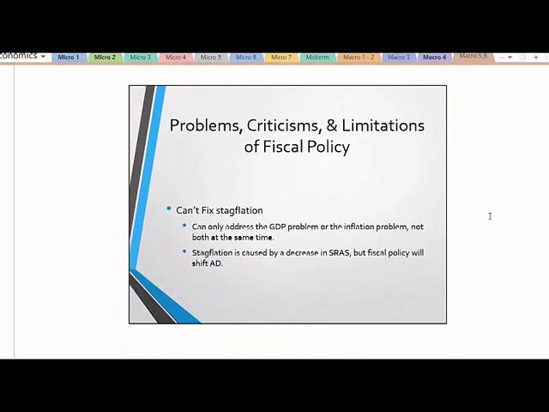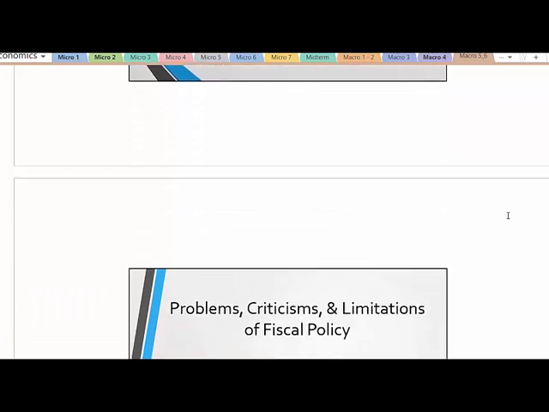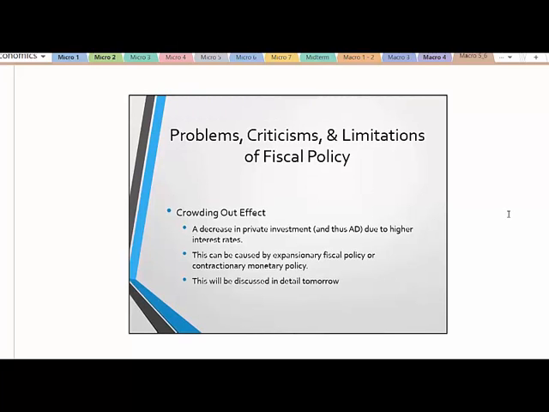The next one, again, is fairly straightforward. We can't directly fix stagflation with these policies. Stagflation is going to be a decrease in short-run aggregate supply, but what I've talked about, at least today, is going to be addressing aggregate demand. So we can't fix both of these problems at the same time. We just talked about the crowding out effect, and that's going to be the fact that with increased interest rates, the change in aggregate demand is not going to be as great as it could be.